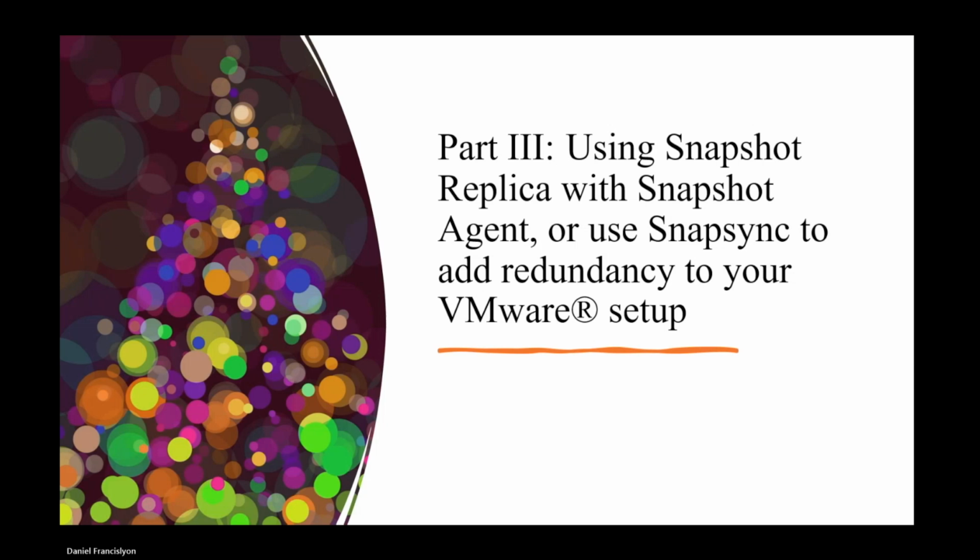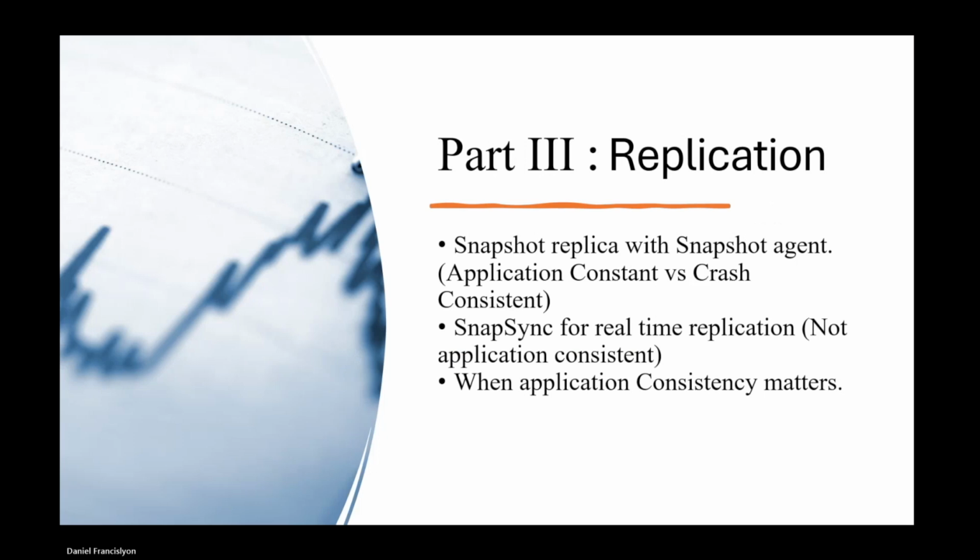So basically, we have various replication features. Snapshot can take local snapshots of folders or LUNs, but snapshot replica can replicate a folder or a LUN to another pool or another NAS. And it's a great way to have a way to restore your data. We'll talk about the difference between application consistent snapshots and just crash consistent snapshots, but we have a snapshot agent that can help make your snapshots application consistent. SnapSync is similar to snapshot, but it's a real-time sync. So let's get into how to set this up.